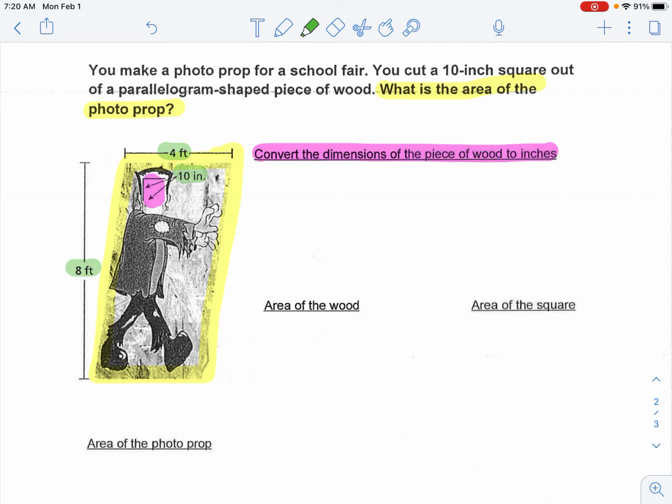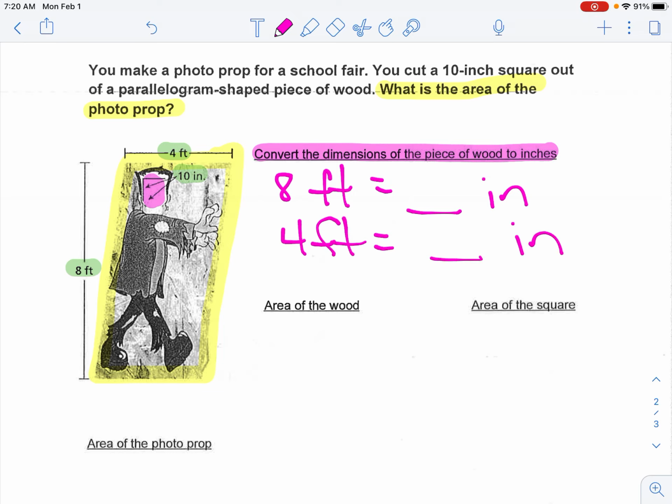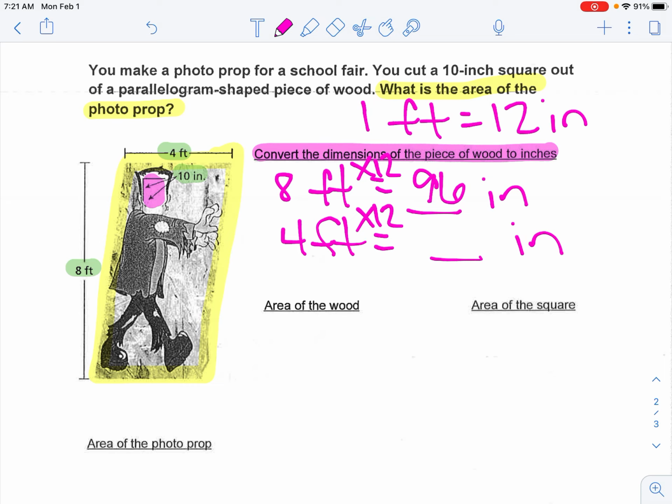Well, the piece of wood is everything that I outline in yellow. That's your photo prop. Let's see. So 8 feet equals how many inches? And 4 feet equals how many inches? Well, what I'm thinking in my head is that 1 foot equals 12 inches. So if 1 foot equals 12 inches, I'm going to multiply 8 times 12, that's 96. And 1 foot equals 12 inches, so 4 feet, 4 times 12 equals 48.